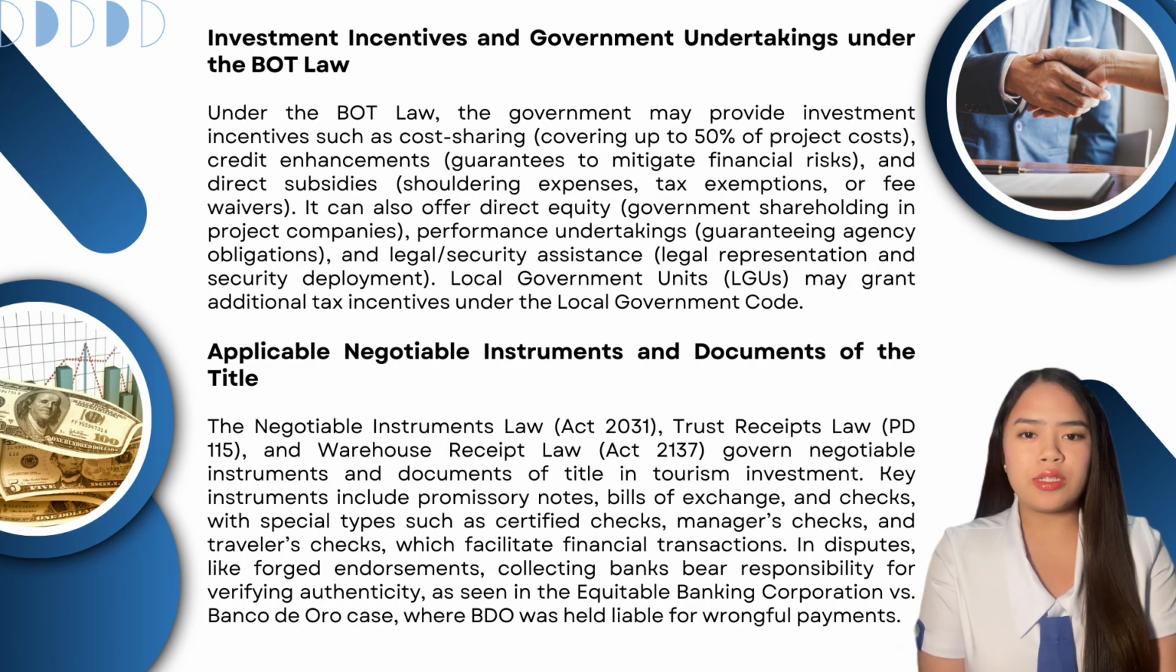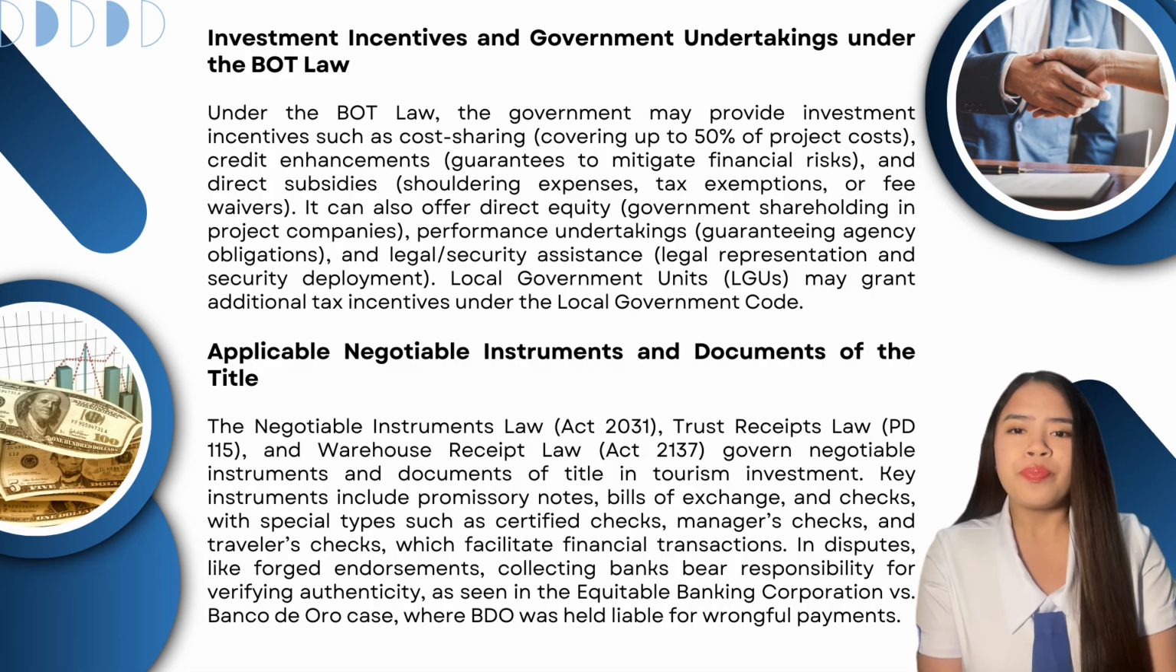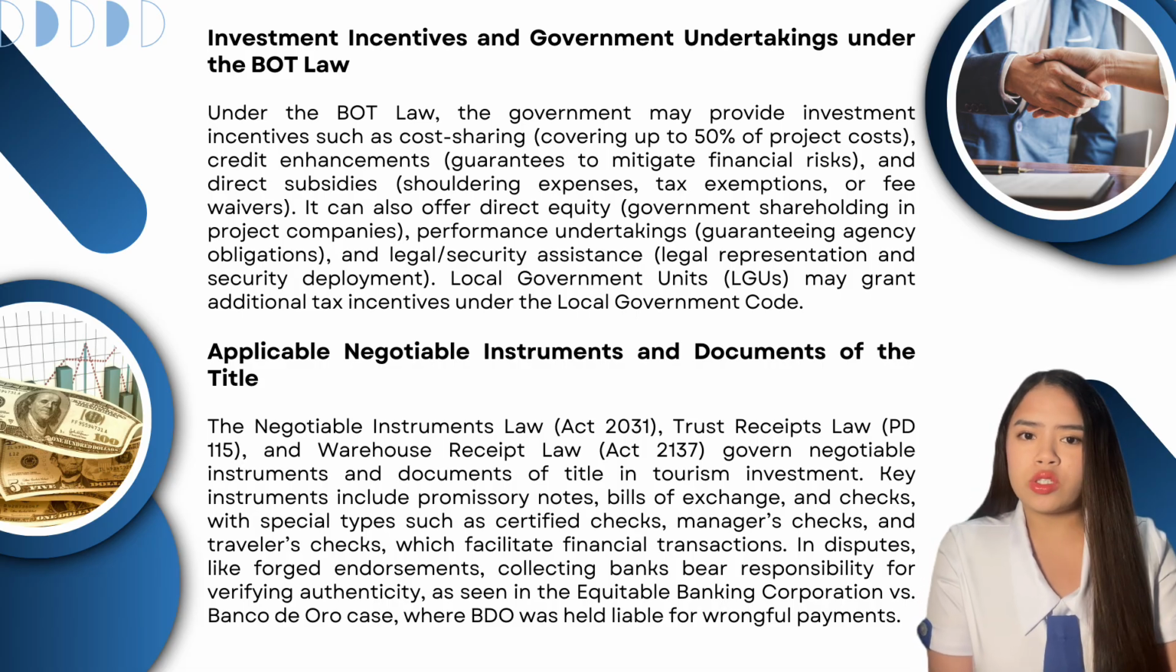Applicable negotiable instruments and documents of title. The Negotiable Instruments Law, Act 2031, Trust Receipts Law, and Warehouse Receipt Law, Act 2137, govern negotiable instruments and documents of title in tourism investment. The key instruments include promissory notes, bills of exchange, and checks, with special types such as certified checks, manager's checks, and traveler's checks, which facilitate financial transactions.